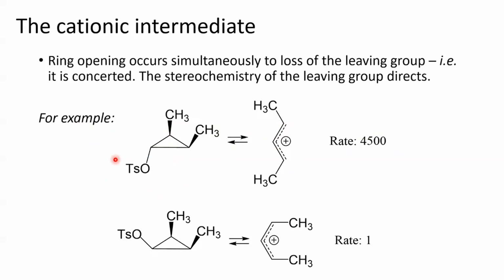To briefly focus on the leaving group and its influence on the reaction, it's worth noting that the ring opening occurs simultaneously to loss of the leaving group, and that the leaving group directs the stereochemistry of the product. So here we have two related chemical species. The only difference between them is the location and orientation of the tosyl leaving group. The bond that we're going to break is in exactly the same place. The steric constraints around the R groups are the same, yet we see that there are two different products, and the rate of one of these products is considerably faster than the other. Let's have a look at why that is.